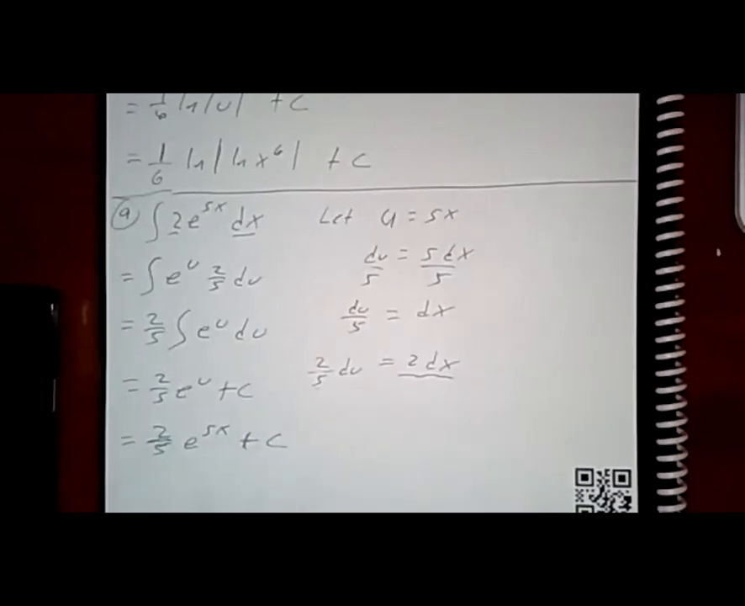Okay, the steps make sense? Yes. Yeah, because I didn't know what to do with the e. The only u is 5x, and then the du is the derivative of that. Right? It's always going to be the derivative.